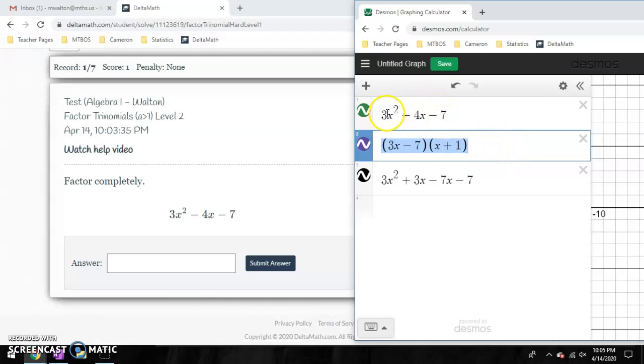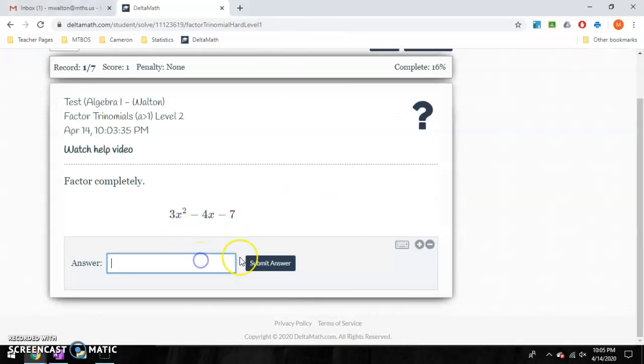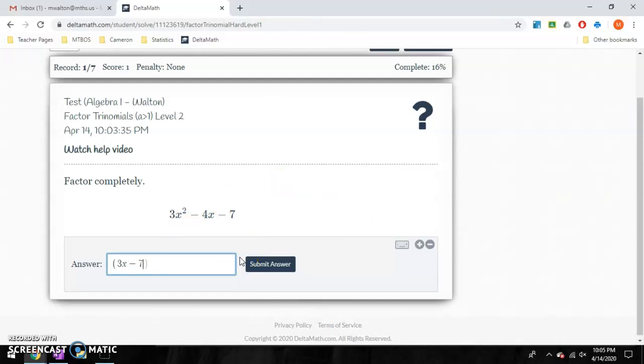So here's how we did it. We have a 3x squared that broke up into 3x and an x. I'm looking for numbers that multiply to -7 that add up to a -4. And remember, you can kind of mess around with those, put them in this location or this location, flip them around, and you'll find the one that adds up to a -4. So final answer here is 3x minus 7 times x plus 1.